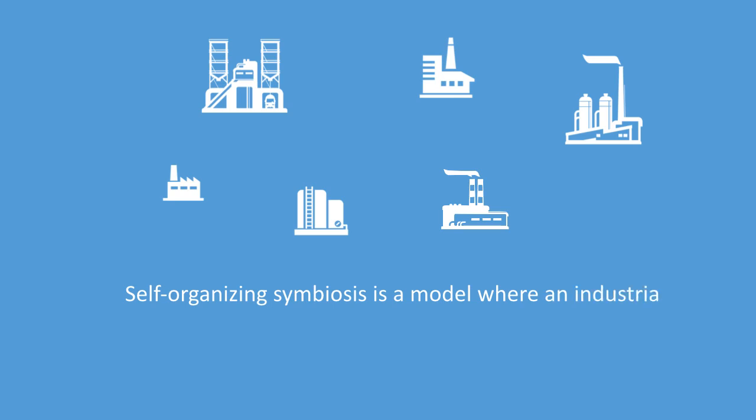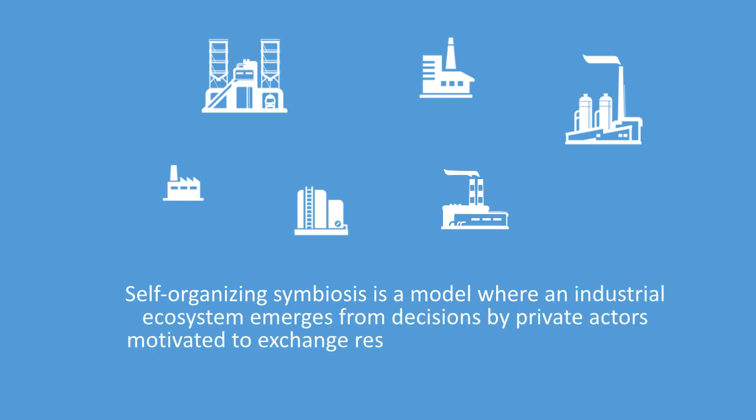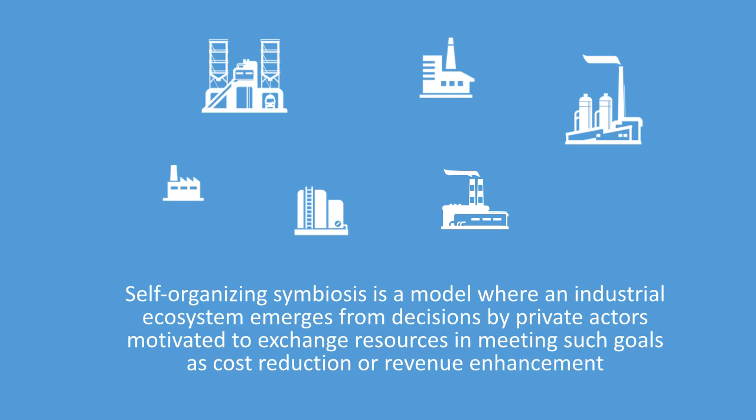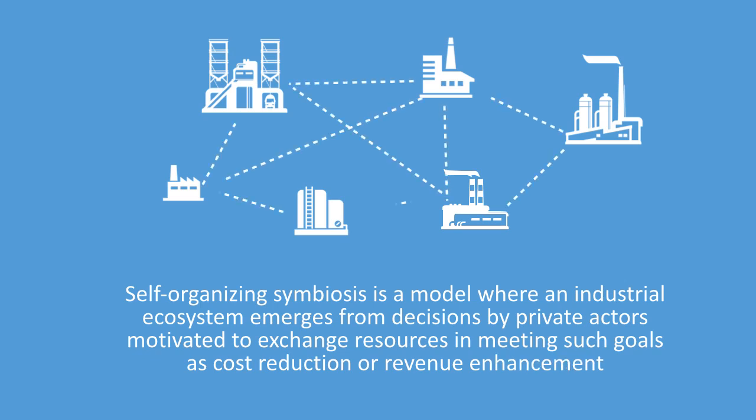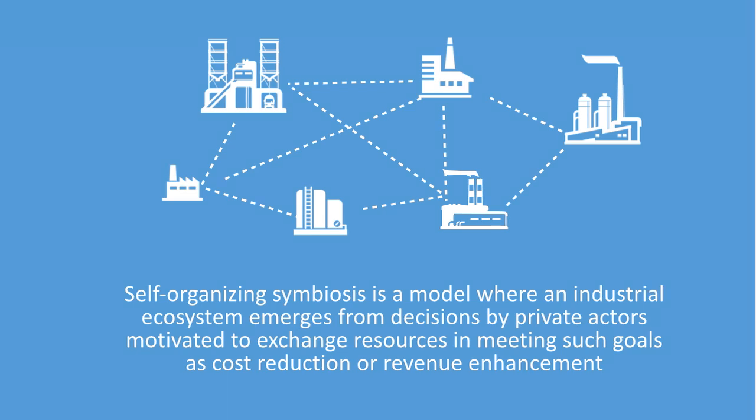Self-organizing symbiosis is a model where an industrial ecosystem emerges from the decision by private actors in meeting such goals as cost reduction or revenue enhancement. The industrial initiative typically starts small in a bottom-up fashion, and if successful, more follows, often out of ongoing mutual self-interest. In the early stages, there may be no consciousness by participants of the industrial symbiosis or inclusion in an industrial ecosystem, but this can develop over time. The project can be strengthened by more formal frameworks for cooperation after initial successes.